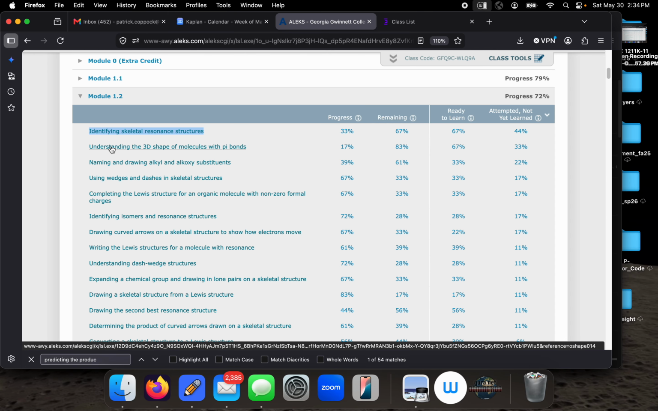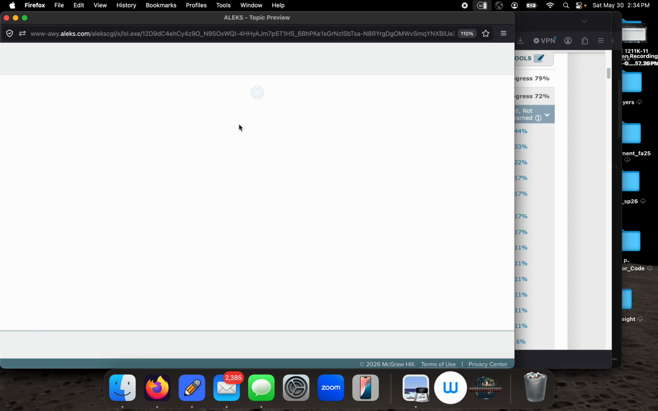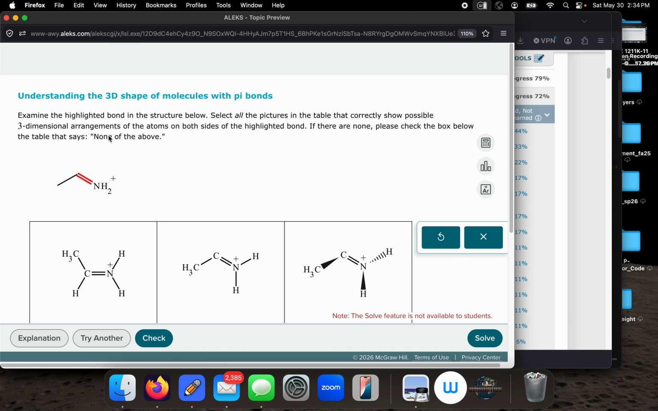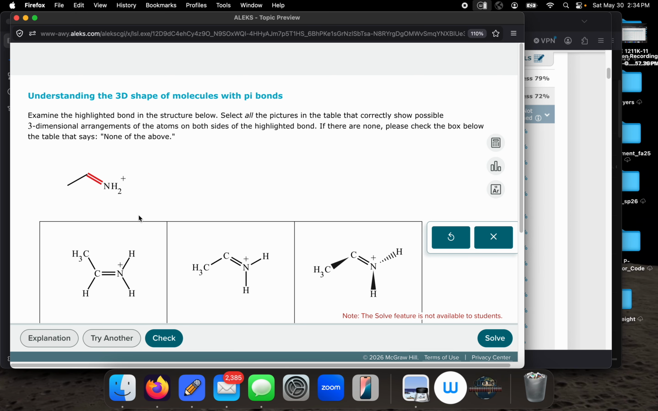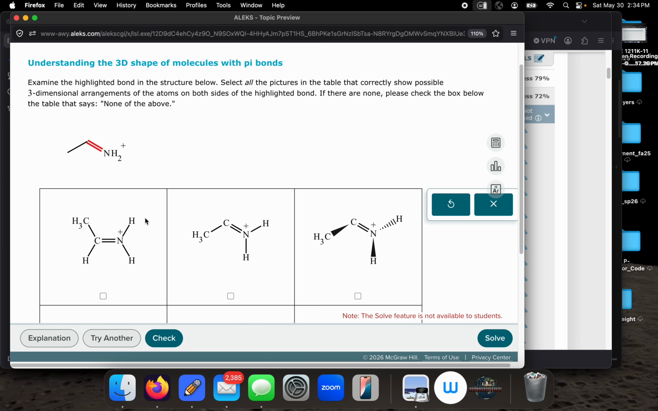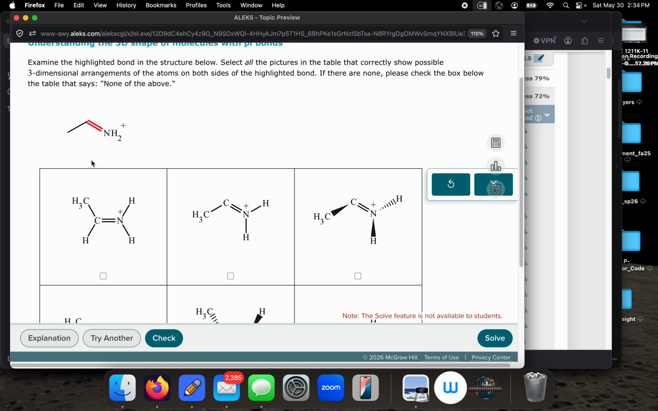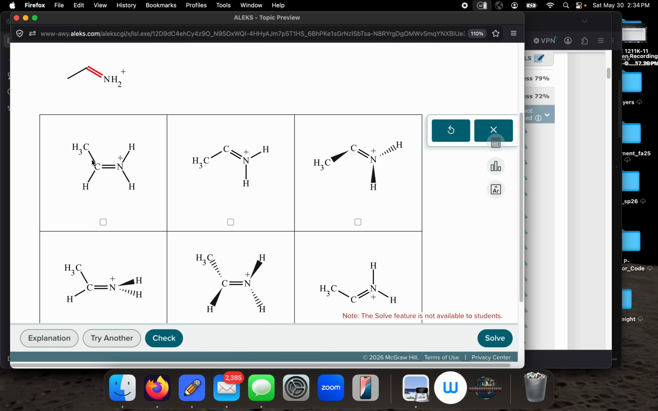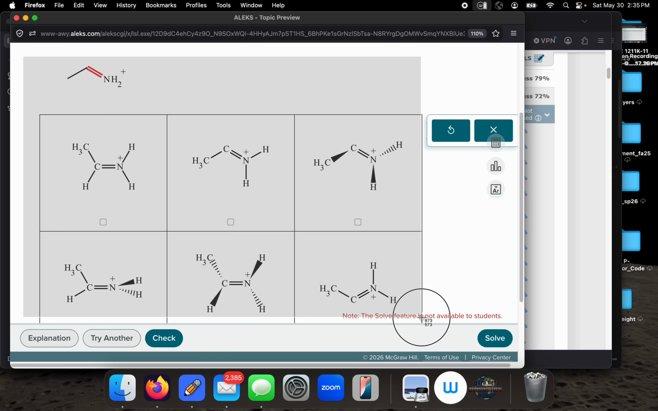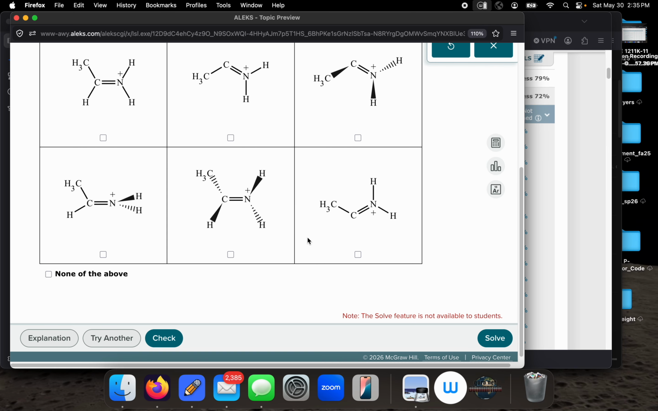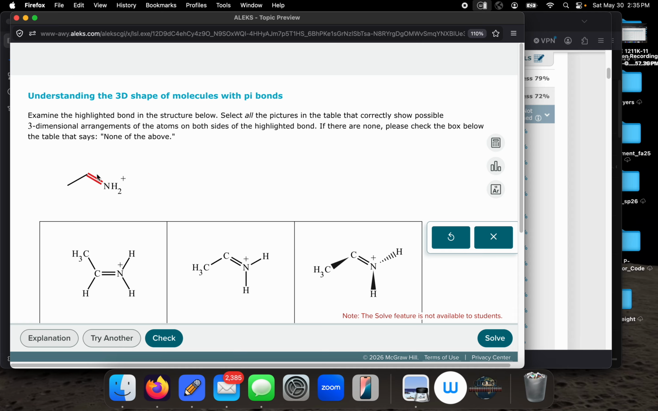Understanding the 3D shape of molecules with pi bonds. So let's click on this, and we'll say, all right. Are they going to ask us, oh yeah, this is a toughie. All right, so they're going to say, let's suppose, I think they're saying what possibly, if we look at that bond right there and we turn that bond, well, let's read it. Examine the highlighted bond.